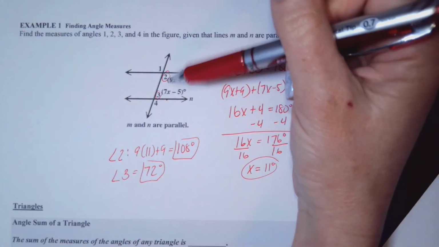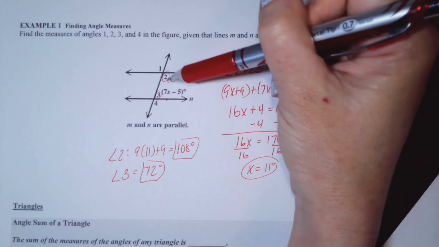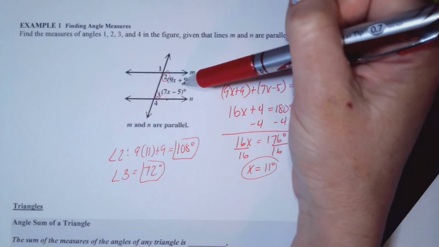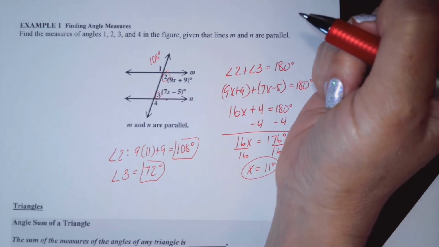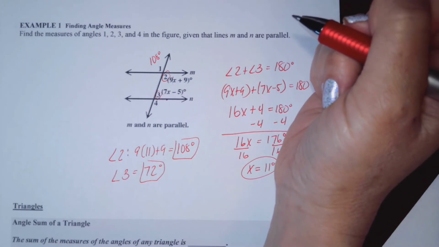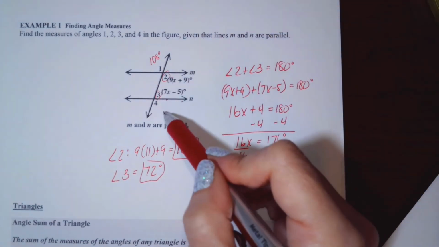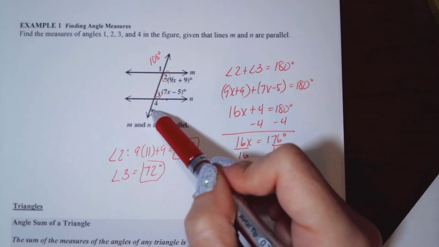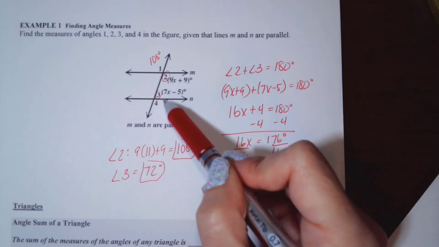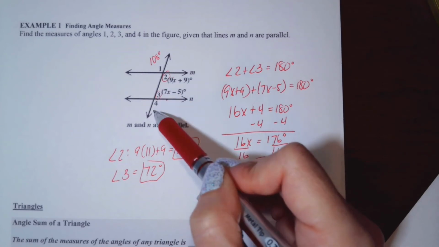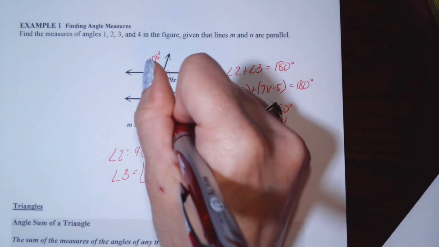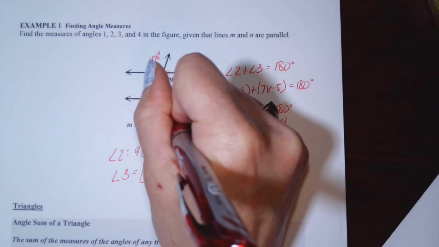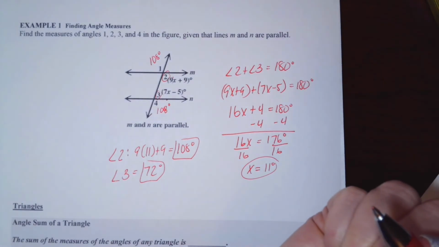I also see that angles 1 and 2 are vertical angles. They're a special angle pair, and they have the same measure. So angle 1 will be 108 degrees. What about angle 4? Well, 3 and 4 together form a straight angle, and it is in the corresponding position of angle 2. So angle 4 is going to be 108 degrees. Okay.